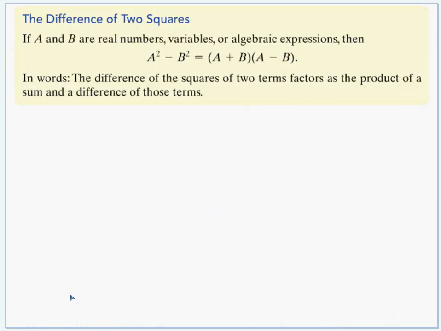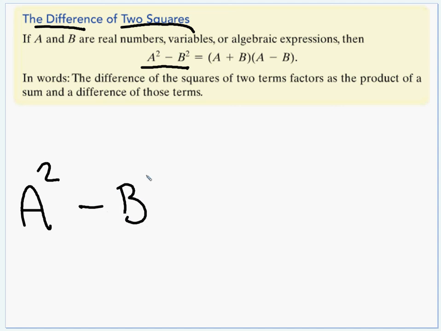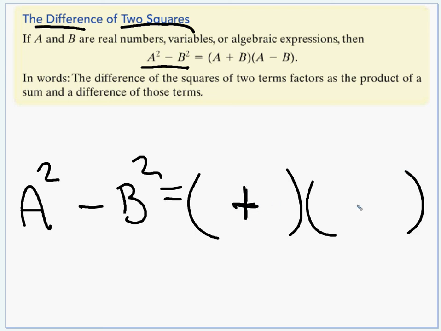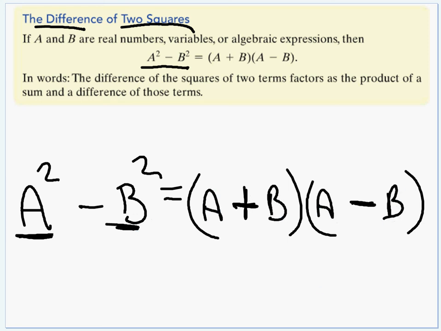Now on to easier stuff here. This might be my favorite one to factor: difference of two squares. And here they write it out like this. If you have some number a squared minus b squared, that will always factor down into a sum and a difference, a plus and a minus. And your factors are going to be a and b, an a plus b and an a minus b.